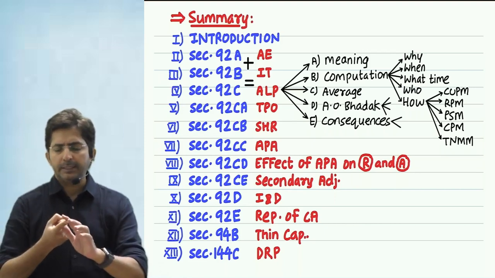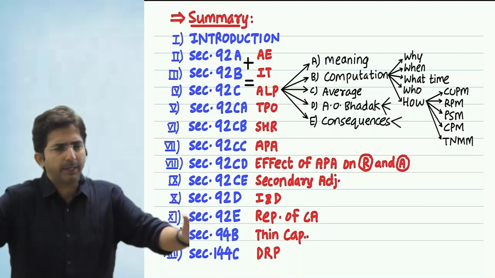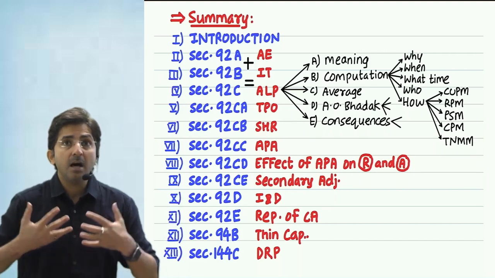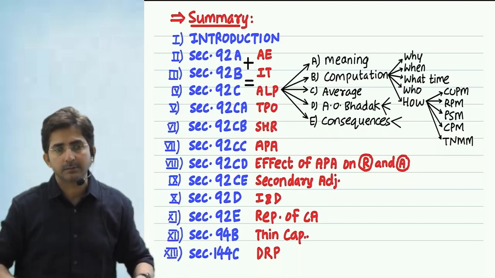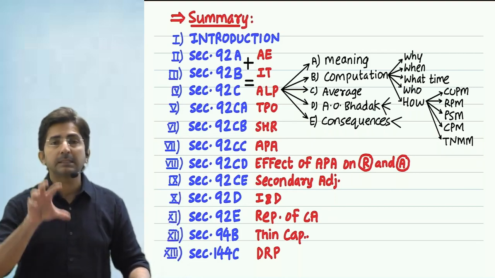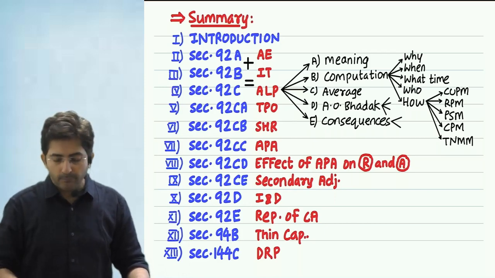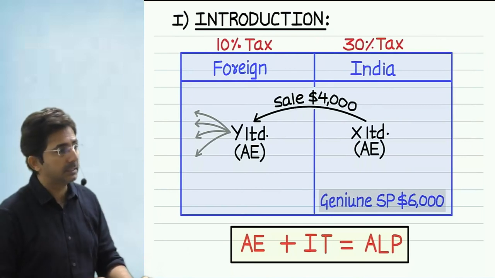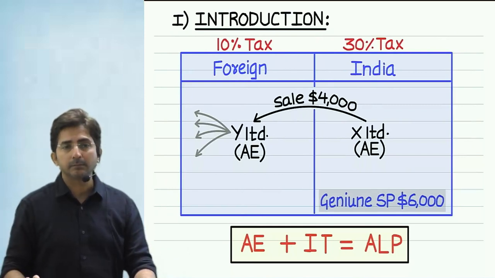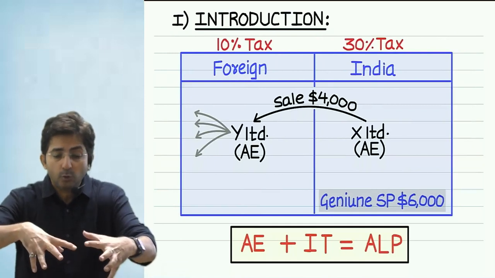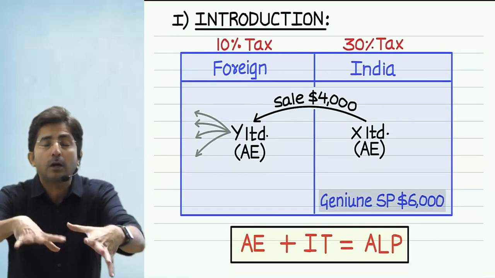Firstly, it is a true, fair and genuine price. Second, it is a price charged in uncontrolled transactions. Arm's length price is a price charged in an uncontrolled transaction. Tell me, why did I say like this? It is a price charged in an uncontrolled transaction. Uncontrolled transaction means a transaction where you have no control.